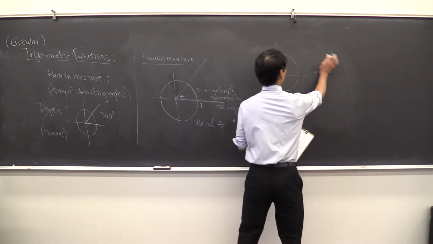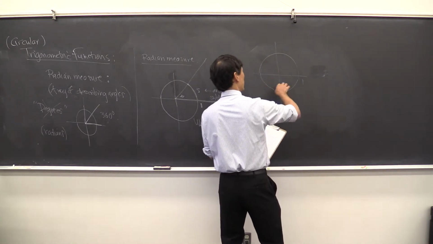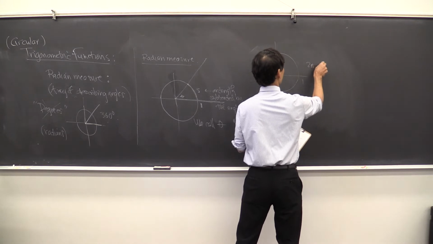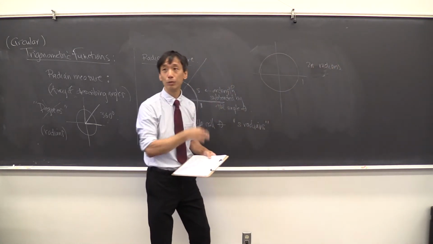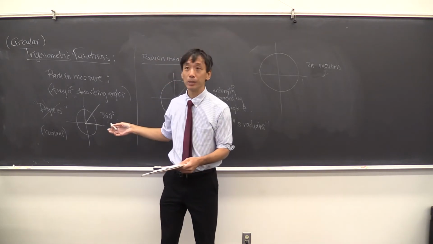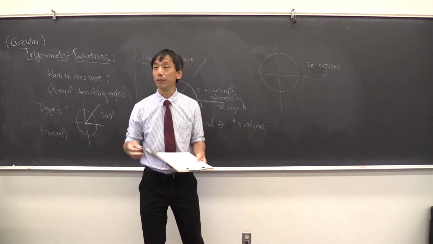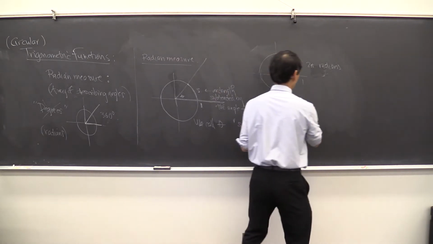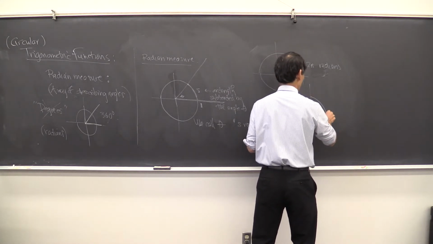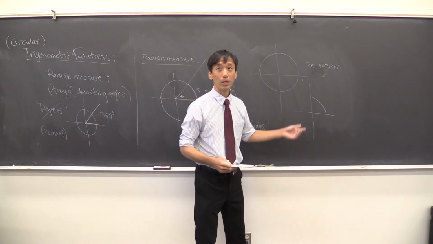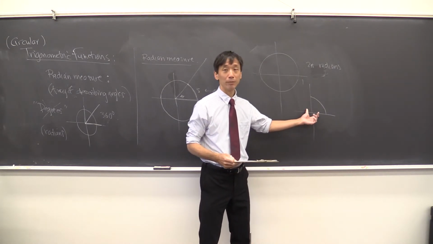So the whole circle is going to be called 2 pi radians, not 360 degrees. Instead of 360 degrees. Or if we were talking about an angle like this, our 90-degree angle, what would that be in radians?